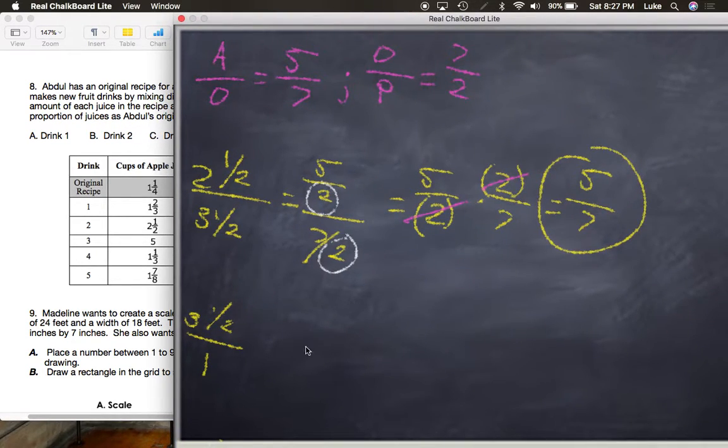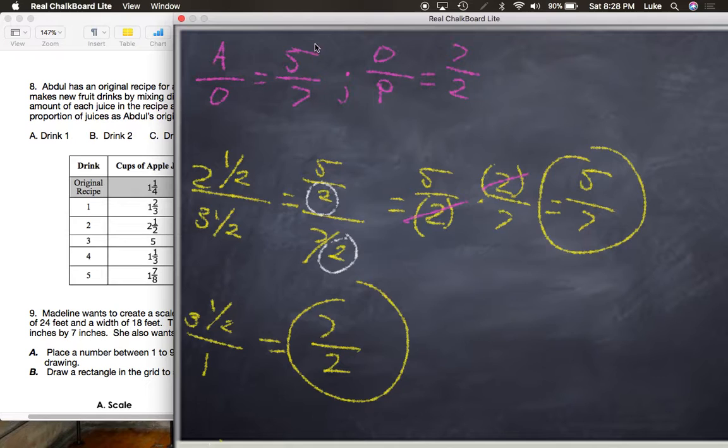And as a matter of fact, we could just say that that 3 1/2 is all we need, because anytime you divide over 1, you don't need to do anything. It just keeps this numerator the same. So 3 and 1/2 is the same as saying 2 times 3 is 6 plus 1 is 7. So that's going to be 7 over 2 from our mixed fraction here to an improper fraction. And of course, that works. We have 7 over 2 in our original recipe, 7 over 2 in our second drink recipe.